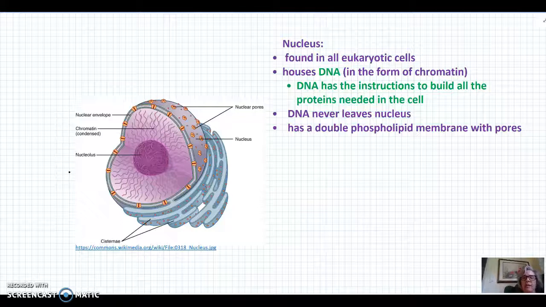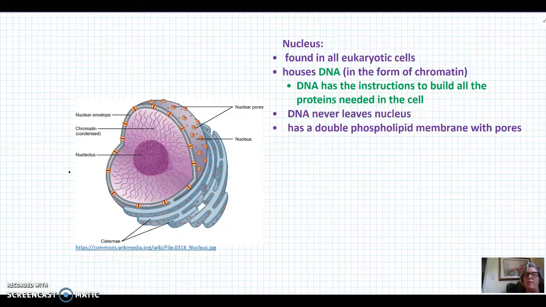Hi everyone, tonight's video is on the organelle called the nucleus. Nuclei are found in all eukaryotic cells. That's one of our definitions of eukaryotic cells, is that they have a nucleus. So what is a nucleus? It is a structure that houses the DNA in the cell.